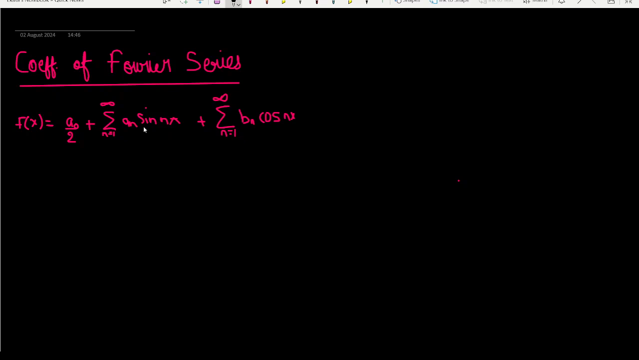Now let's move towards calculating the coefficient. So how can we calculate it? Again, this is the formula. We multiply by cos mx on both sides. It means we have to multiply cos mx on this side also and this side also.